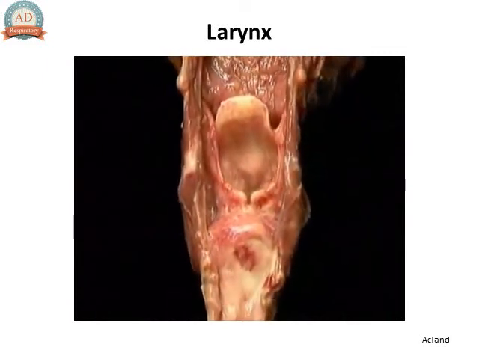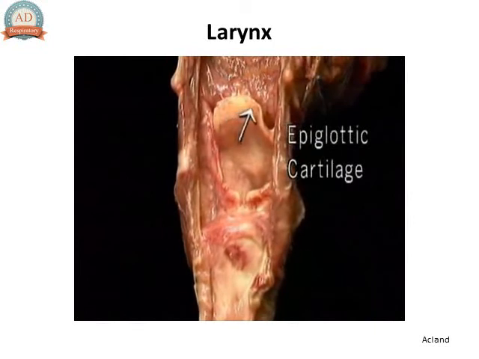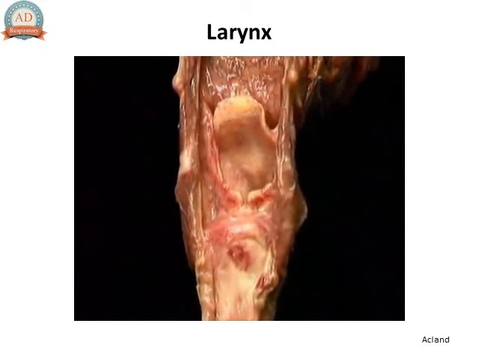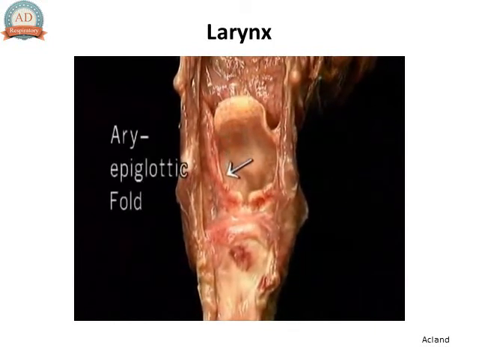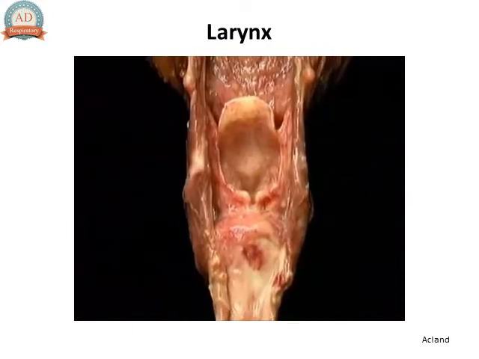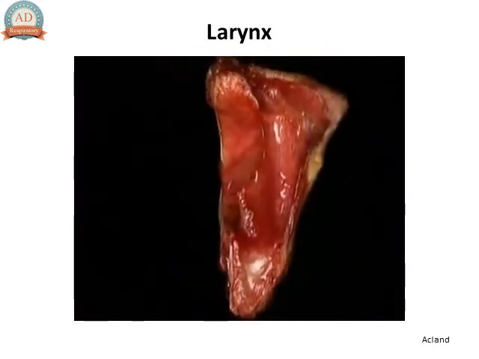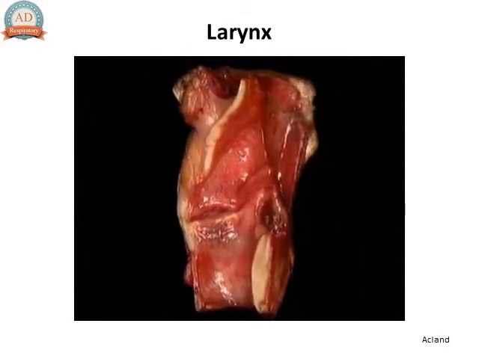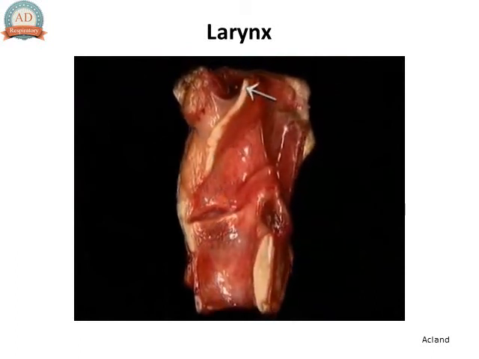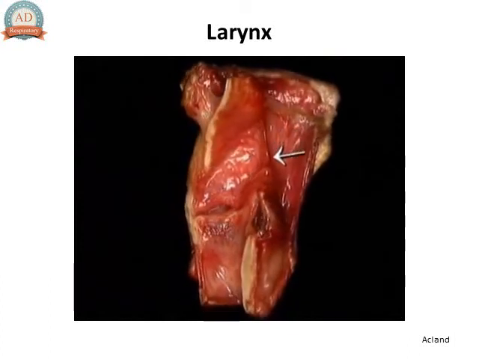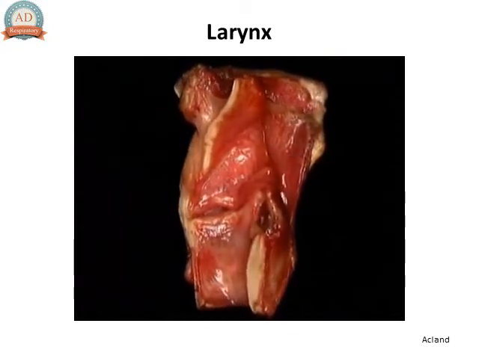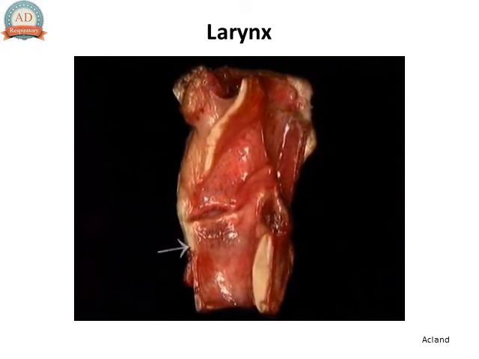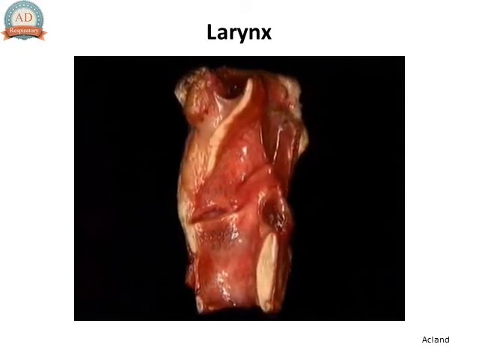The opening is formed in front by the epiglottic cartilage, on each side by this fold of soft tissue, the aryepiglottic fold. To see the larynx from inside, we'll look at a specimen that's been divided in the midline. Here's the epiglottis, here's the aryepiglottic fold, here's the divided thyroid cartilage, and the divided arch and lamina of the cricoid cartilage.